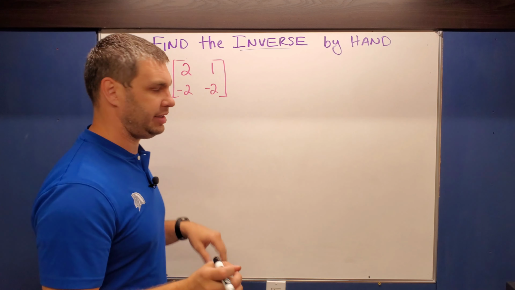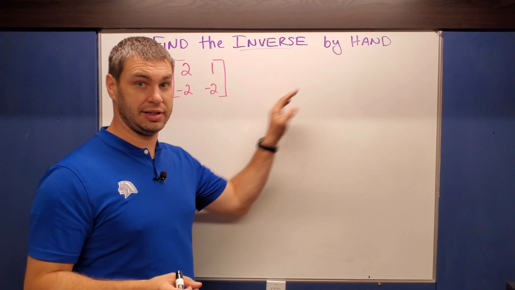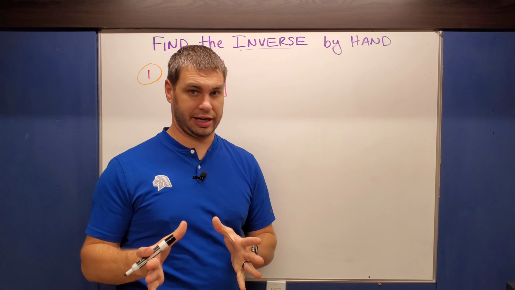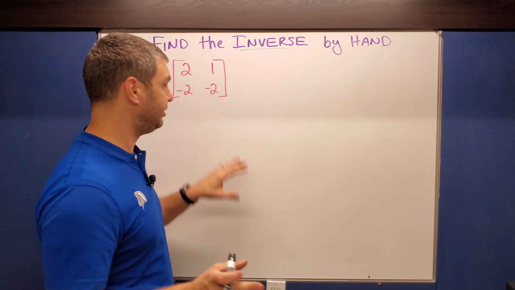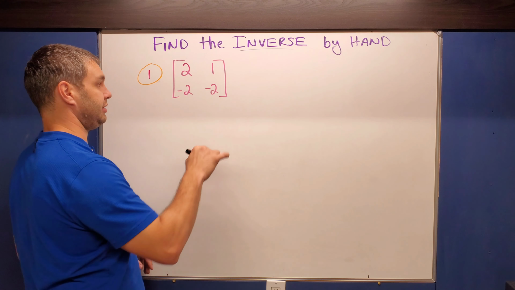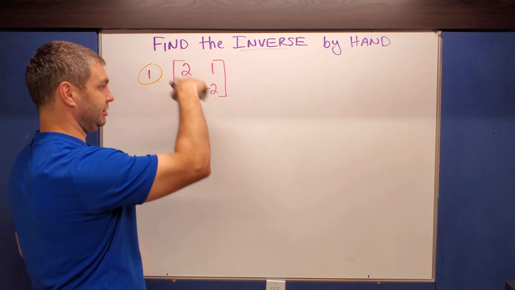In this video, we're going to find the inverse of 2 by 2 matrices by hand. I know our calculator can do it, but if your teacher asks you to do this by hand, what you first need to do is find the determinant of this 2 by 2 matrix. Remember, that's when you multiply down this diagonal.